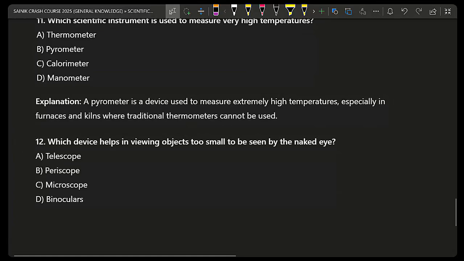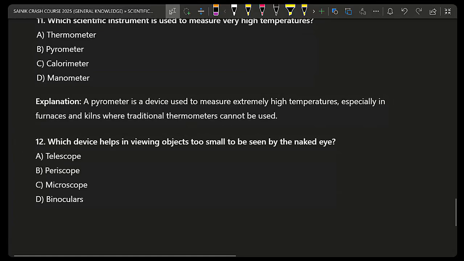Ten seconds left. No student gave periscope. Two students said telescope. Telescope is used to see distant objects like stars, moon, etc. And wrong answer. Two students said binoculars. Binoculars also used to see distant objects only, but not as far as telescope. And the correct answer is microscope. Very small objects will be viewed under the microscope, which we cannot see by the naked eye.